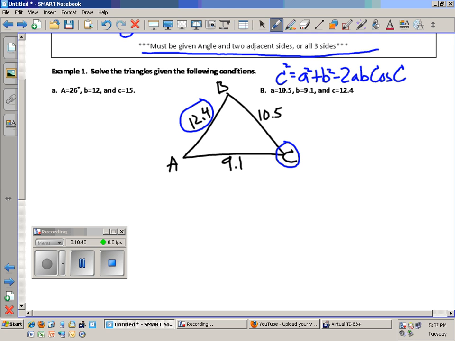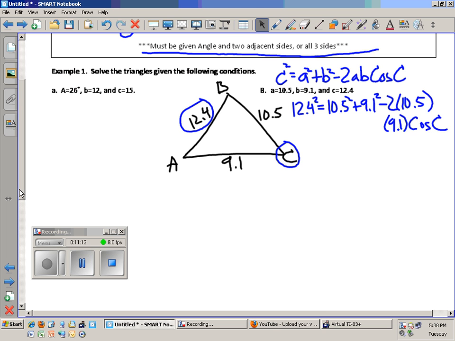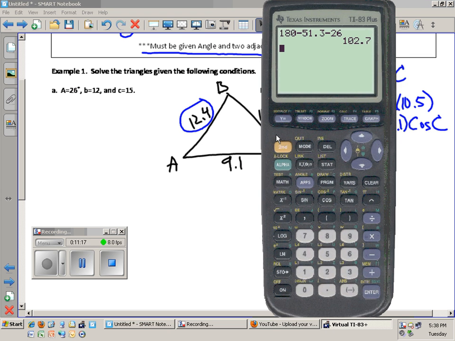So at that point, I just plug everything in. 12.4 squared equals 10.5 squared plus 9.1 squared minus 2 times 10.5 times 9.1 times the cosine of C. Notice our variables at the end there. We can solve this. There's not a problem. We just need our calculator and need to work through it.